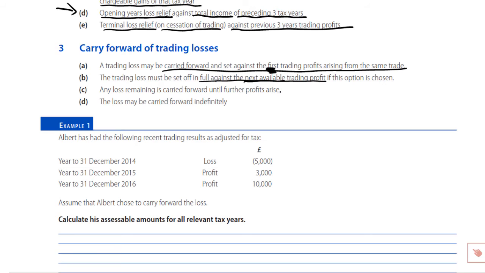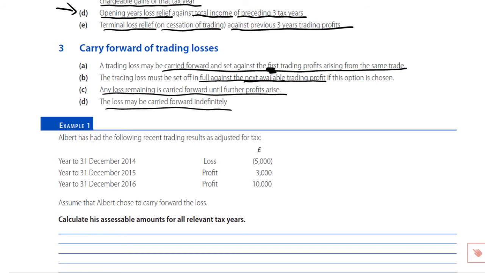You can't get to a future year and say, oh, this trading profit is so small, I don't think I'll bother using my loss against it. Yes, you will. That loss will go against the next available future trading profit of the same trade. Any loss remaining after other losses have been used is carried forward until further profits arise. There's no time limit on this. The loss will be carried forward indefinitely. The only time, of course, that loss would lapse is when you cease to trade and there is nowhere else to carry that loss forward to.